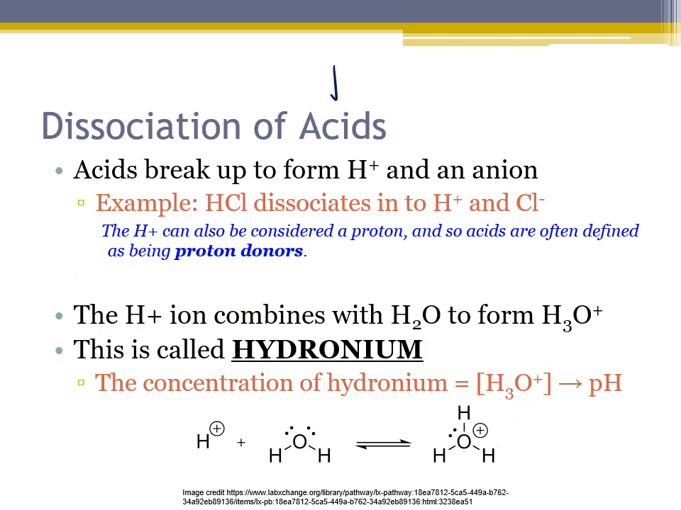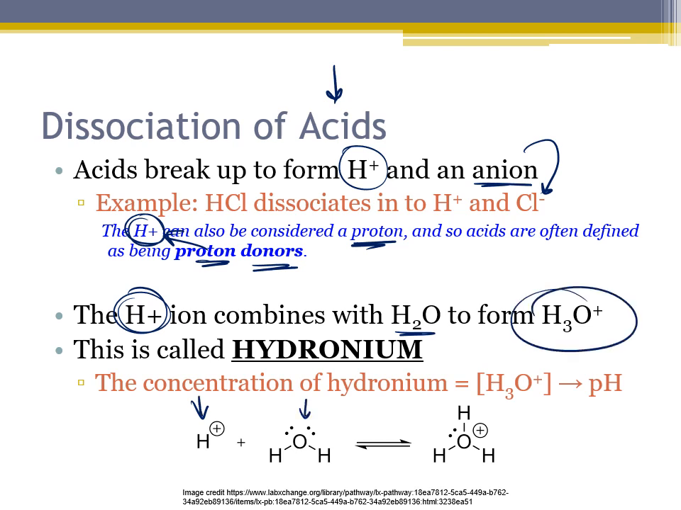So acids are going to dissociate to form those hydrogen ions and an anion. For example, with hydrochloric acid, it would be chloride. The hydrogen ion can also be considered a proton, and so sometimes we're going to call acids proton donors because they give away their protons, their hydrogen ions. Interestingly, those hydrogen ions will often combine with water. That hydrogen ion will combine with water to form this thing called hydronium, H3O+.